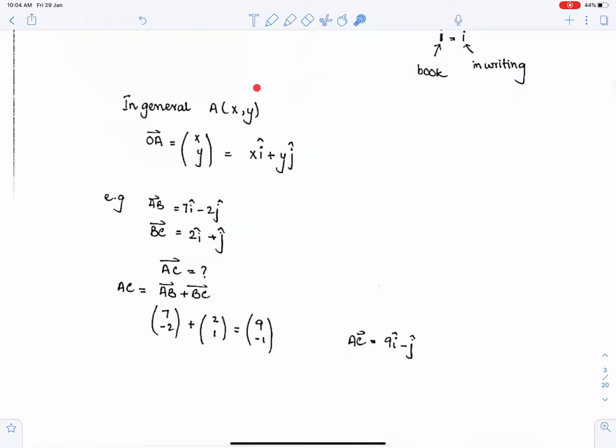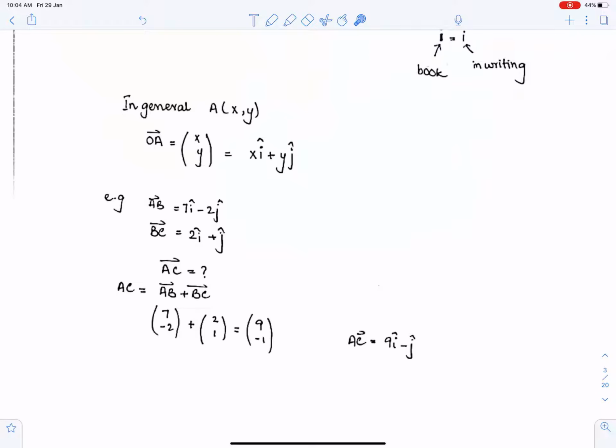In general, if we have this A as x, y, then OA will be x and y. In IJ form, this x will become x i cap plus y j cap. So this column vector in IJ form would be like this. You can write this column vector in this way in IJ form.